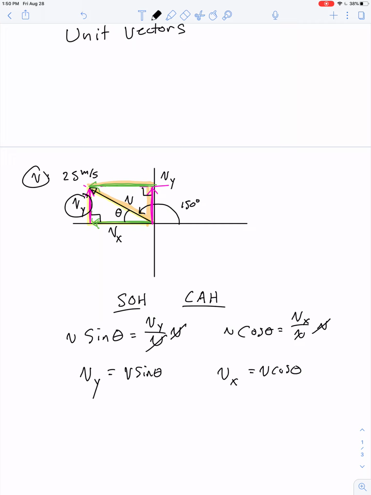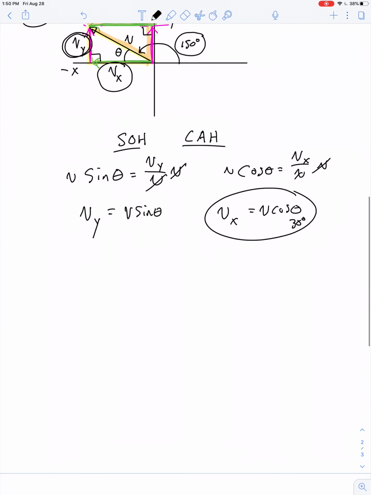Notice that the vertical component indeed points along the positive y-axis, but this horizontal component points along the negative x-axis. But if you were to take the cosine of 30 degrees, you would get a positive result. However, if we use an angle of 150 degrees instead, then the horizontal component will definitely come out as a negative value. Let me illustrate that with the numbers that were given.